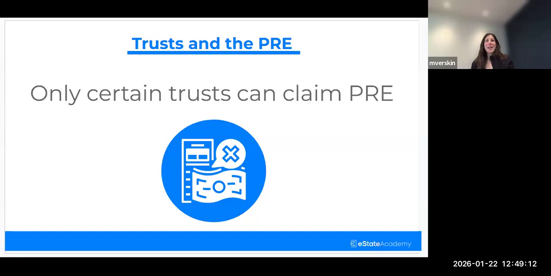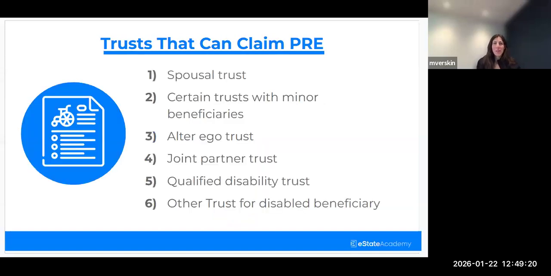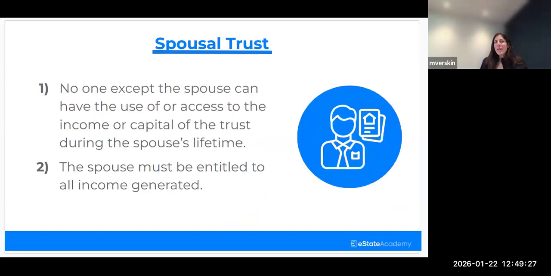Yes. So it is possible to hold a principal residence in a trust, but under the new rules, only certain types of trusts can claim the principal residence exemption. So the list is up on the screen, and we'll talk about each one of these briefly. So I wanted to start off with a spousal trust. A spousal trust could be set up either on the death of the first spouse, or it could be set up inter vivos.